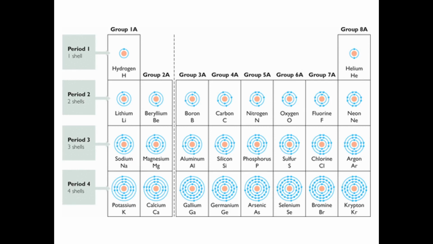But the trend that you will find is that all of the elements in group 1 have 1 valence, or 1 outer electron. For all the elements in group 2, they all have 2 outer electrons. Group 13, they all have 3. Group 14, they all have 4. 15, they all have 5. 16, they all have 6. Group 17, they all have 7 outer electrons. And then group 18 has a full octet, 8.